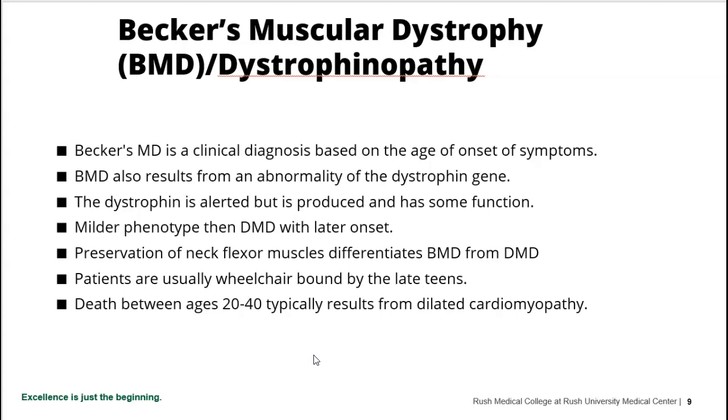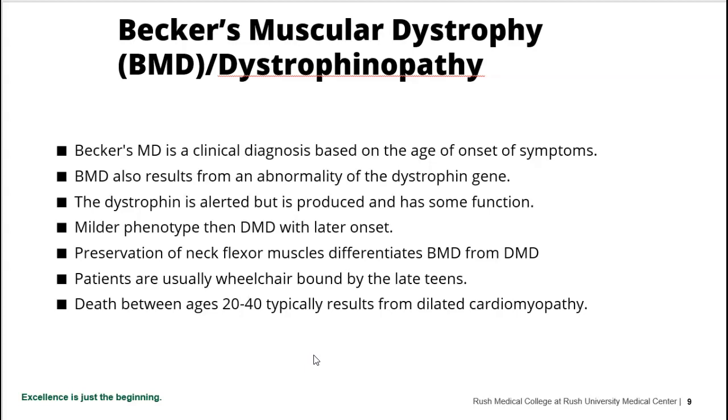Becker's muscular dystrophy is really clinically defined by the age of onset. It also is an abnormality in the dystrophin gene, but the dystrophin is altered, not completely absent. So it's shorter or abnormal, and it usually has a milder phenotype than Duchenne's with a later onset. One of the key differentiating things on a clinical basis between Becker's and Duchenne's is that the neck flexors are maintained.